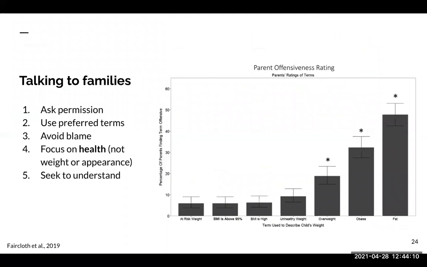Once you've found that there is this potentially high risk body mass index, how do you talk to families? I don't have a magic wand here to say how to do it. But in general, what the guidelines and the studies say is that there's a way to do it sensitively. So first, asking permission. Is it okay if we talk about weight as part of talking about your kiddo's growth today? Using preferred terms. Over on the right, you see the results of a survey that was done, asking parents of all these terms, which ones do you find the most offensive? And unsurprisingly, fat is number one, and obesity and overweight kind of follow.